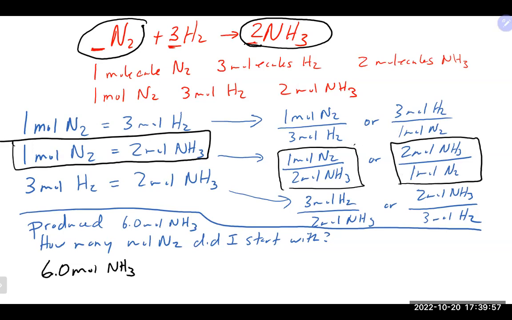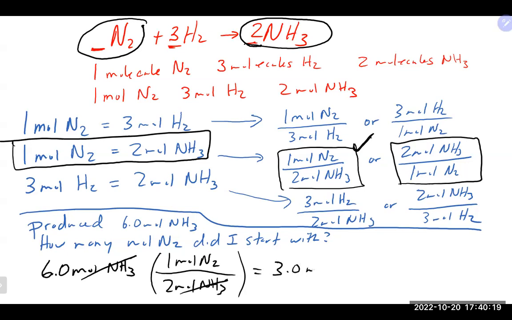So we want NH3 to cancel. So we would use the first conversion factor here to do so. And that would get us 1 mole of N2, 2 moles of NH3. So here the NH3 moles will cancel. I'll try it without the calculator. I believe that's a 3 moles of N2 that was actually started in this reaction, obviously taking 6 divided by 2.